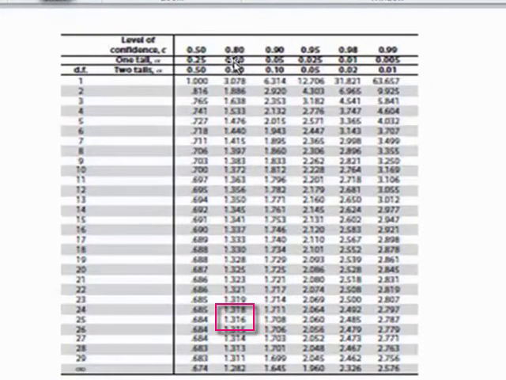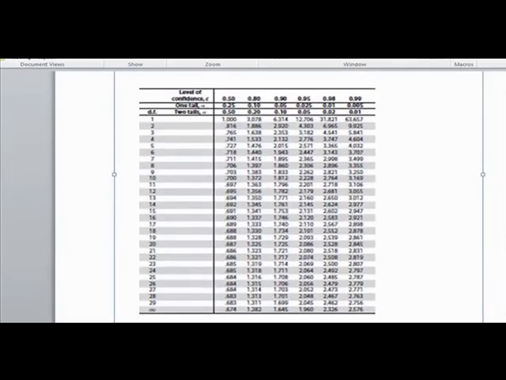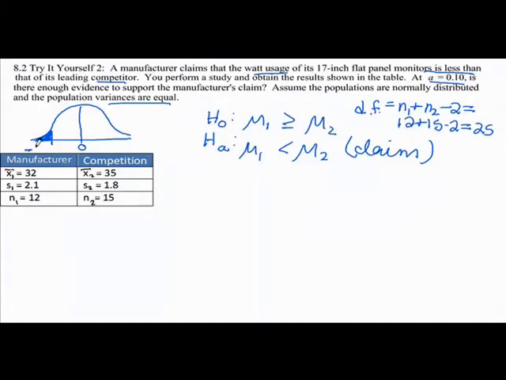One tail, alpha is 0.10, degree of freedom is 25, that's going to give us 1.316 for our critical value, negative 1.316. The next thing we need to do is find our t formula. In this case, our t formula is going to be the big one, and that's because the variances are equal. So the numerator is going to be the same, it's just x bar 1 minus x bar 2, and you know that mu1 minus mu2 is equal to 0, over this big long thing I'm going to come up with here.